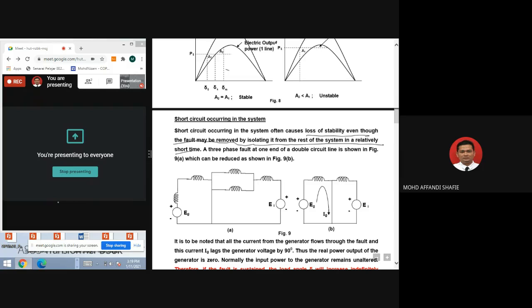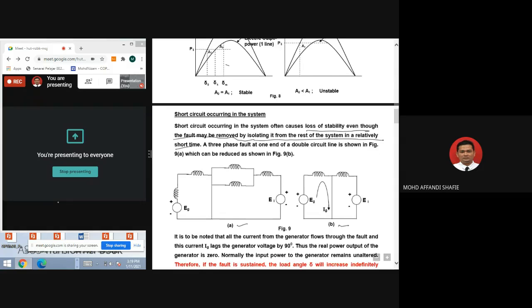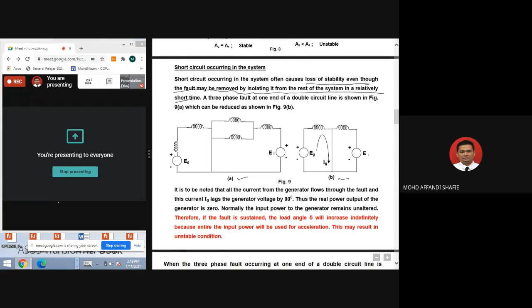A three-phase fault at one end of a double circuit line is shown in figure 9A, and we can reduce it as shown in figure 9B. It is to be noted that all the current from the generator flows through the fault, and this current IG lags the generator voltage by 90 degrees. Thus the real power output of the generator is zero.